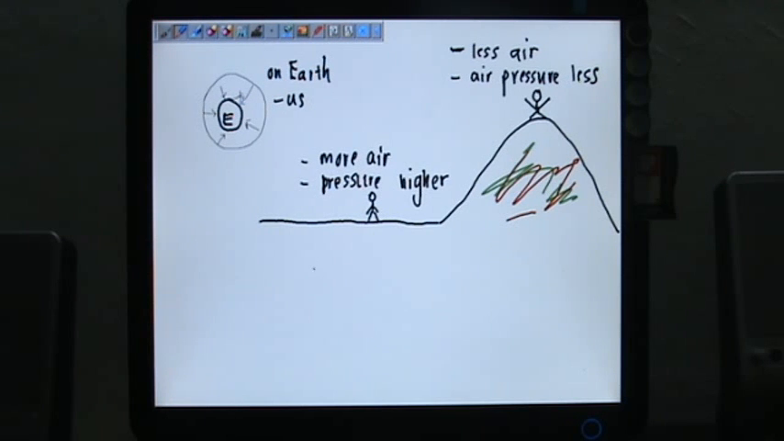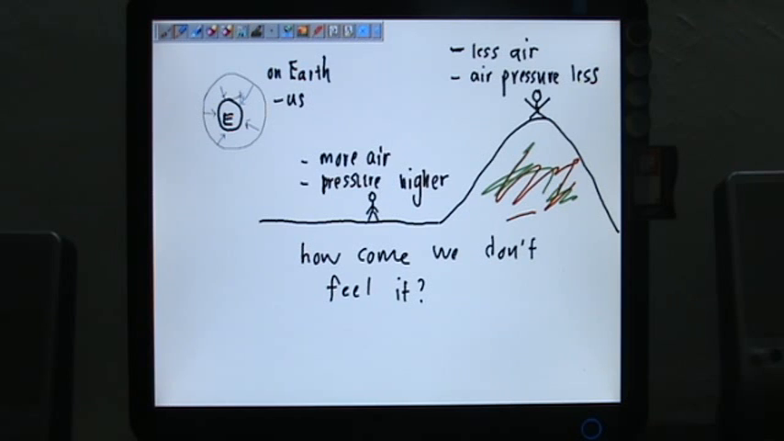So how come we do not feel this pressure? Because our body has an internal pressure pushing outward that is slightly higher than the atmospheric pressure pressing against us, so we don't really feel it.